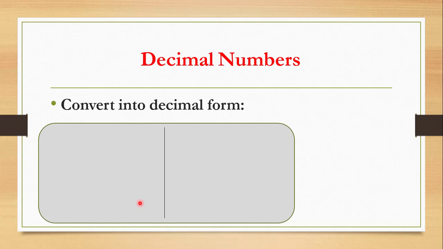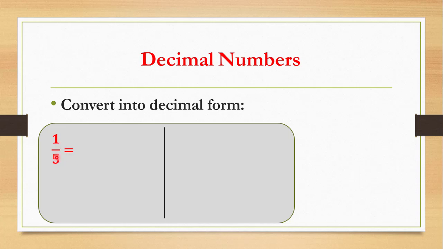Let's try to convert into decimal, but in this case we don't have 10 or 100 or 1000 in the denominator. In this case we should multiply or divide up and down by the same number to get a denominator which is 10 or 100 or 1000 or so on.